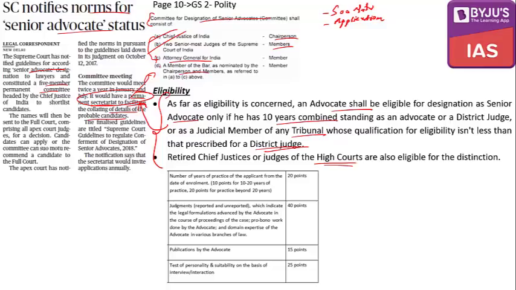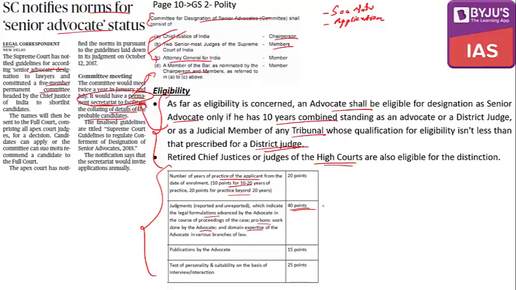So this committee will further scrutinize it, and then they'll have an interview or an interaction with this particular person, that is the advocate, and then they'll look into many dimensions. So what are the dimensions? One is the number of years of practice of the applicant from the date of enrollment. He'll get 10 points if he has experience of 10 to 20 years, and he'll get 20 points for practicing beyond 20 years. And then what are the judgments which indicate the legal formulations advanced by the advocate in course of proceedings of the court, what is the pro bono work done by the advocate, and domain expertise of the advocate in various branches of the law.